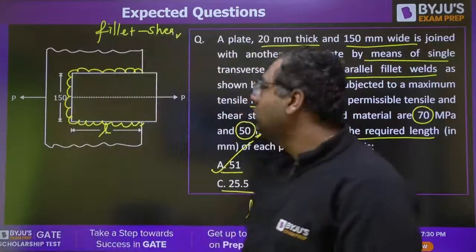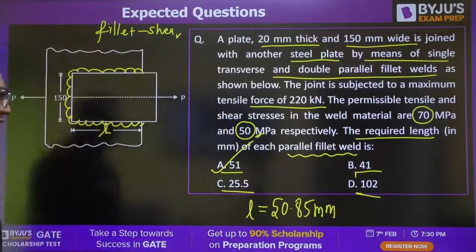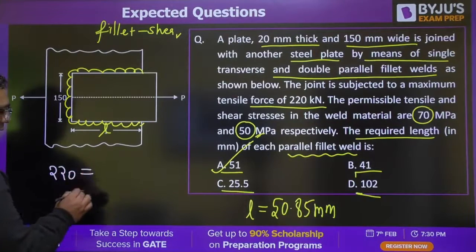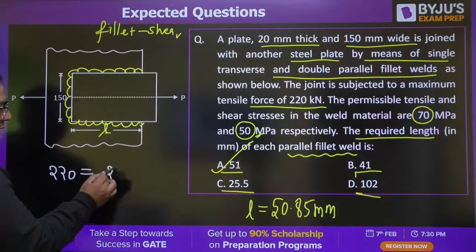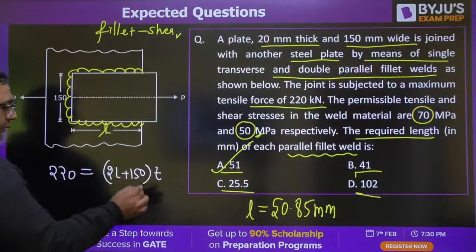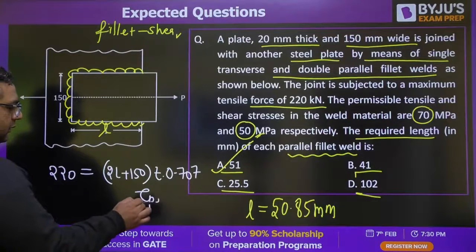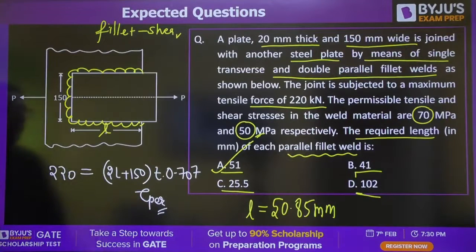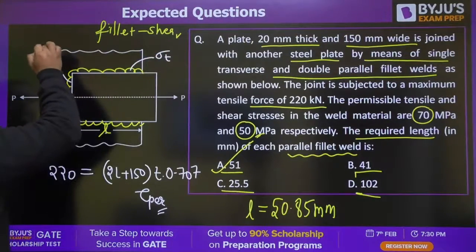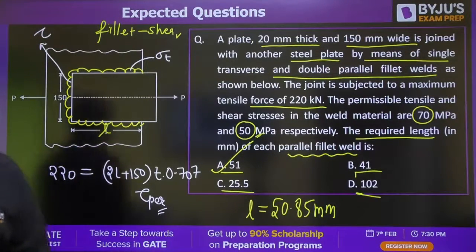Yes, Hemang, that's fine. So then also you are getting the right answer now. The answer is coming A only now when you are saying 220 to be 2L plus 150, T, 0.707, tau permissible, or you are taking sigma T for this, tau.